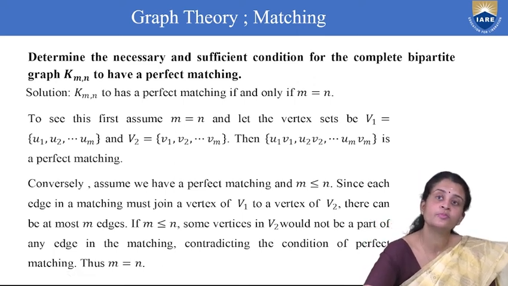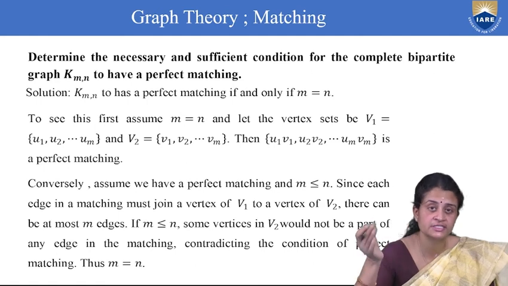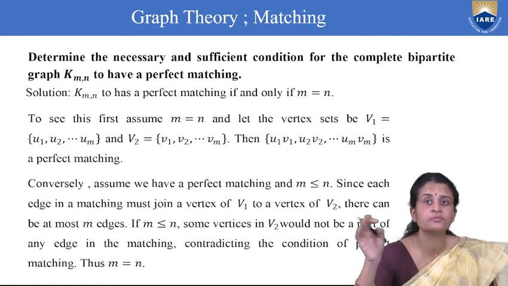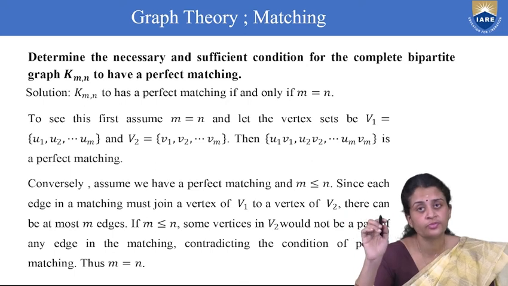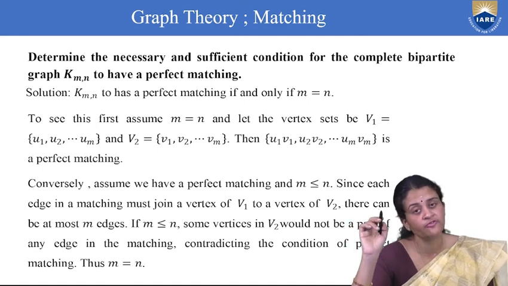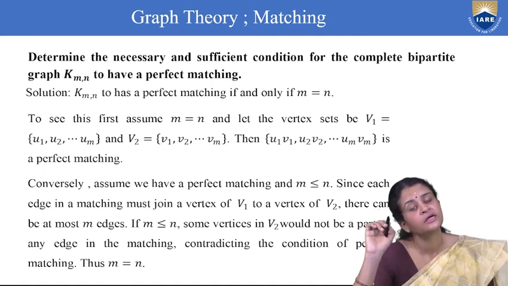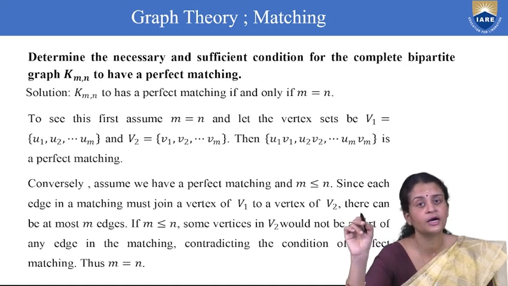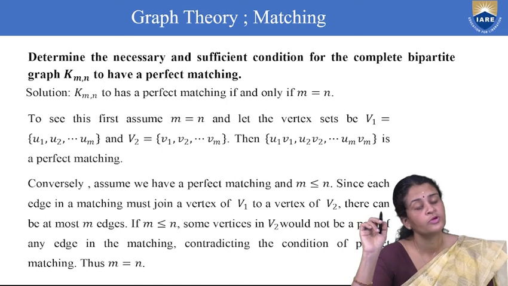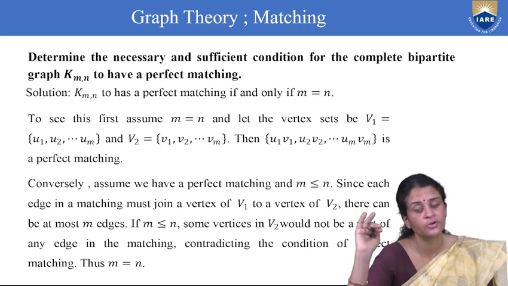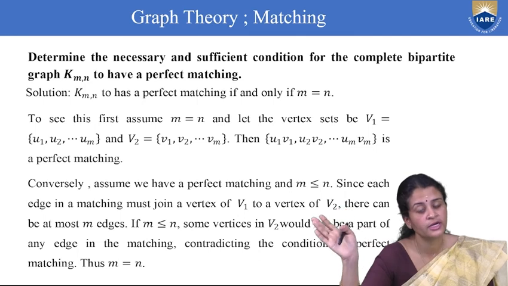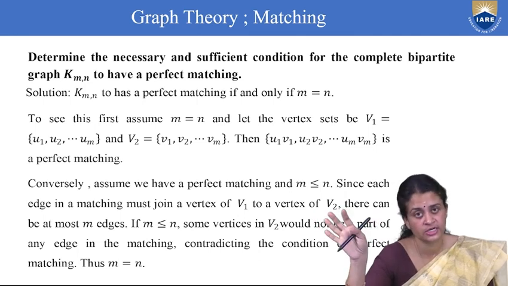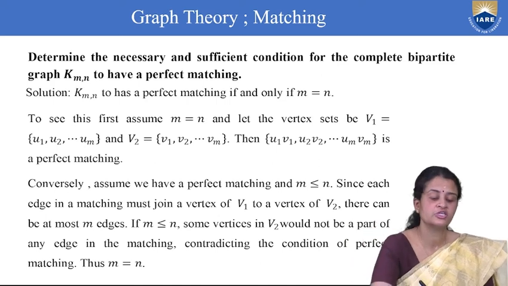What is the condition for a perfect matching? Every vertex is saturated. What is the necessary and sufficient condition for a complete bipartite graph to have a perfect matching? That is, every vertex is saturated. It happens only when m equals n. What is the condition for this matching? I have already told, because 2 vertices should come as the end of any 2 of the edges, or no 2 edges are adjacent. For this, the condition is m equal to n.